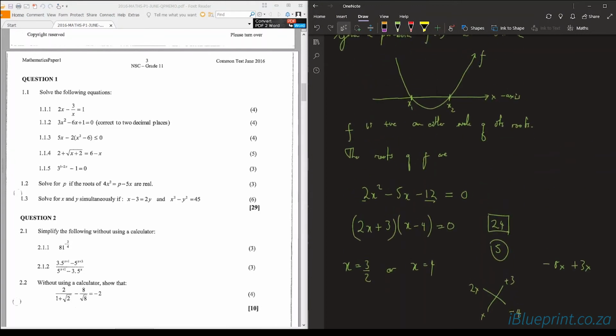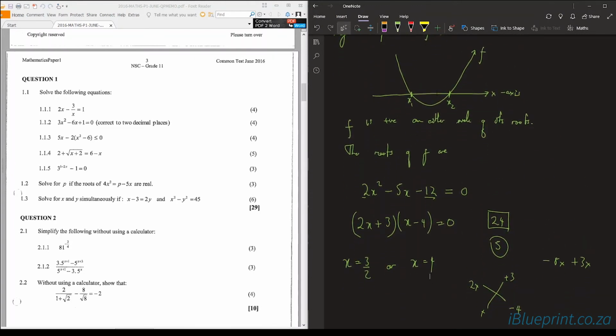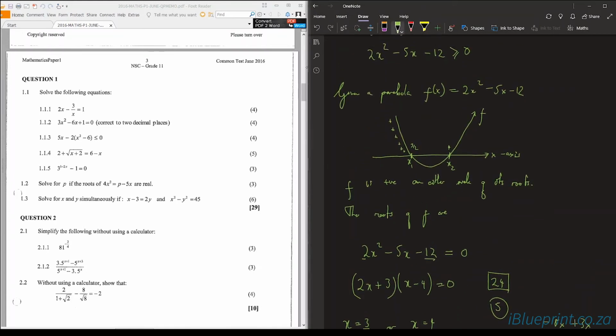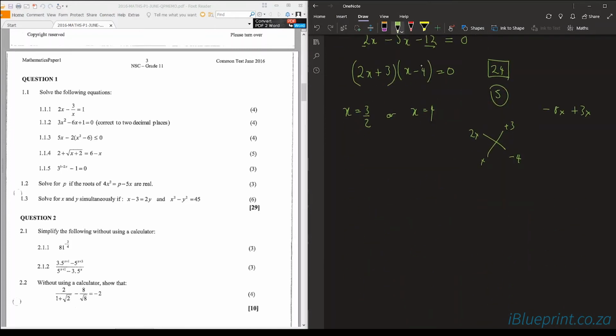So if we just scroll up, what we're saying is that this x1 is 3 over 2, 1.5. And this x2 is 4. So this is 3 over 2, and this is 4. To the left of 3 over 2, the parabola is positive. This term, which is the left-hand side of our inequality, 2x squared minus 5x minus 12, is positive when x is less than 3 over 2, or when x is greater than 4. So we just write that as our solution.